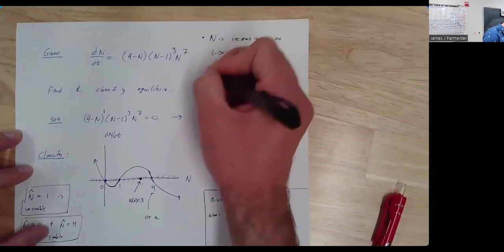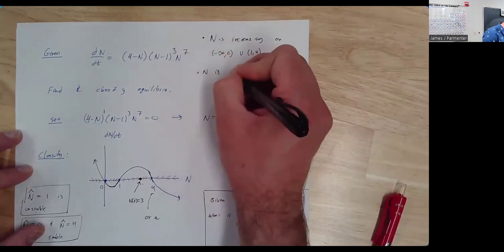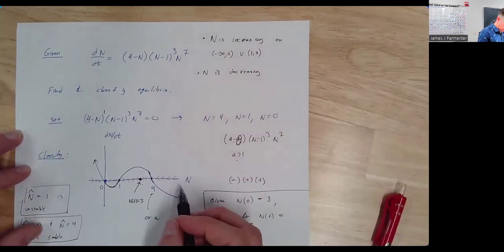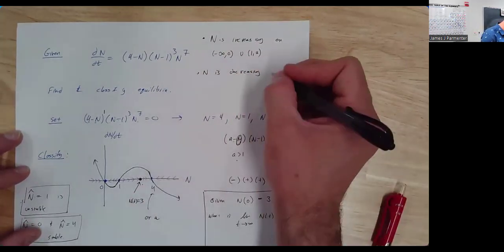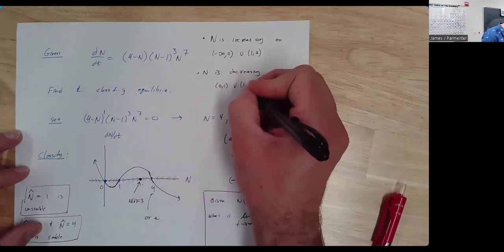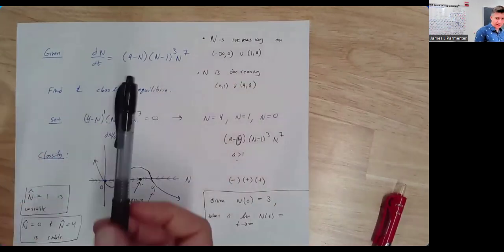Similarly, we could say that n is decreasing where the derivative is negative. So from 0 to 1, union 4 to infinity. Hopefully that answers the question.